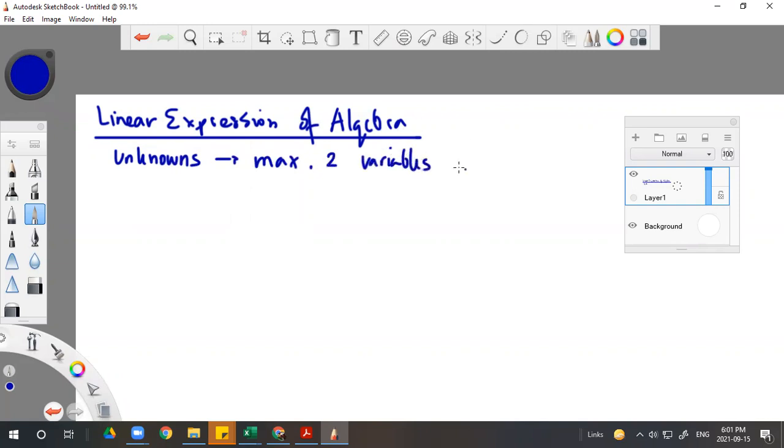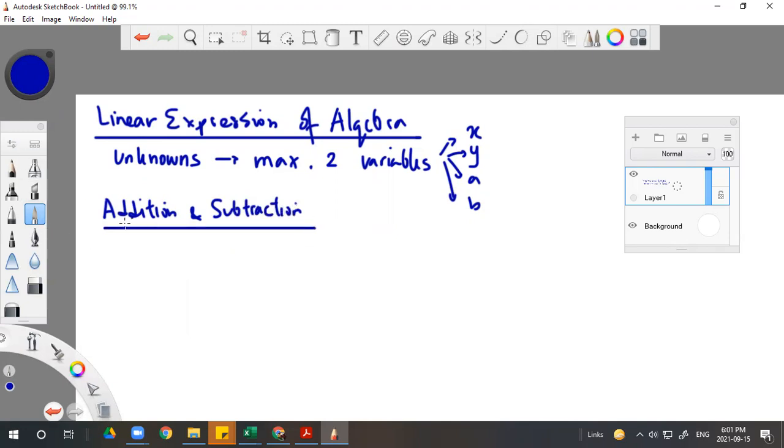It can be represented by x, y, right? X, y, a, b, and so on. So since it is linear, you have to understand about this. For example, the addition. So addition and subtraction of the variables. Okay, addition and subtraction, or plus and minus. Okay, so to do an addition and subtraction, you have to make sure that the variables are equal. So you have to find the like terms.